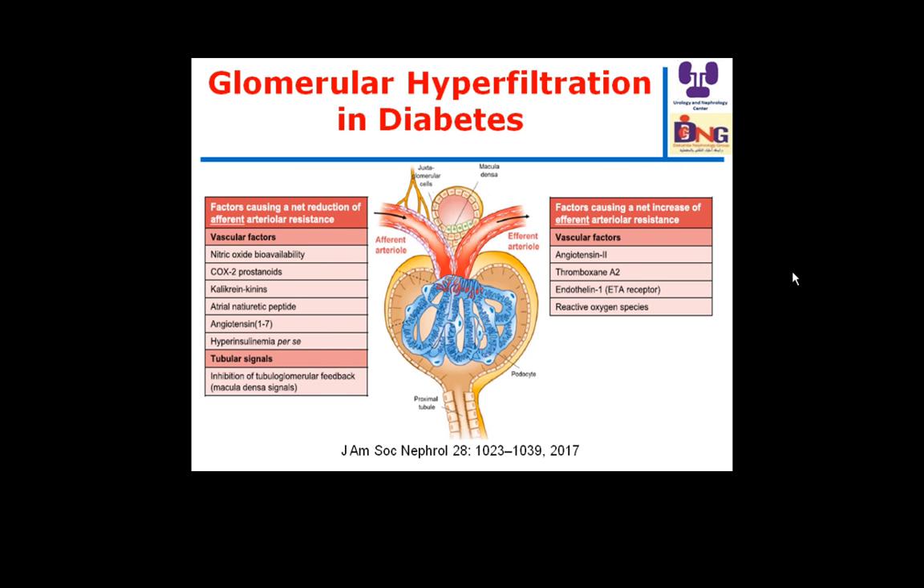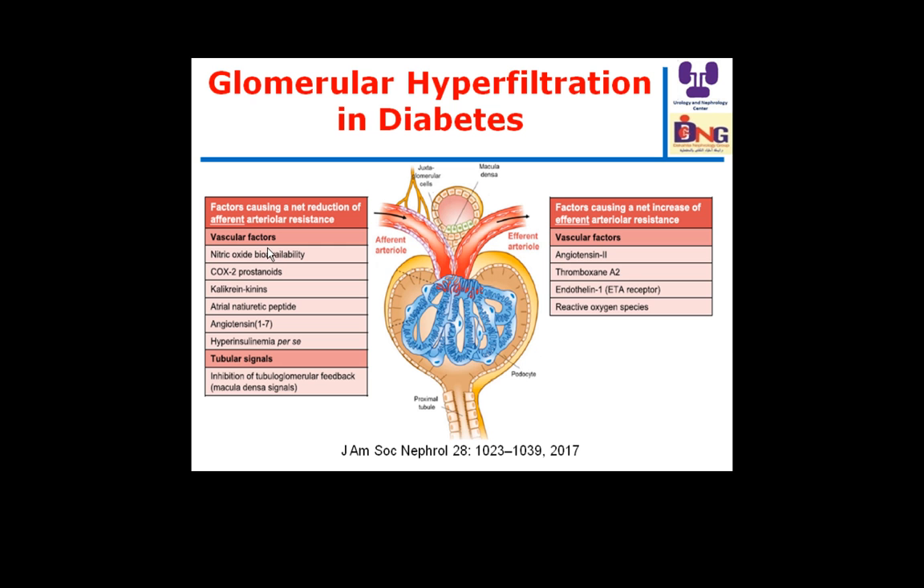So what is the mechanism behind hyperfiltration? The mechanism is through increasing glomerular hydrostatic pressure. How does this pressure increase? By increasing blood coming through the afferent arteriole. This means afferent vasodilation, and increasing the pressure and resistance within the efferent arteriole. What causes afferent vasodilation are factors in vascular and tubular signals.